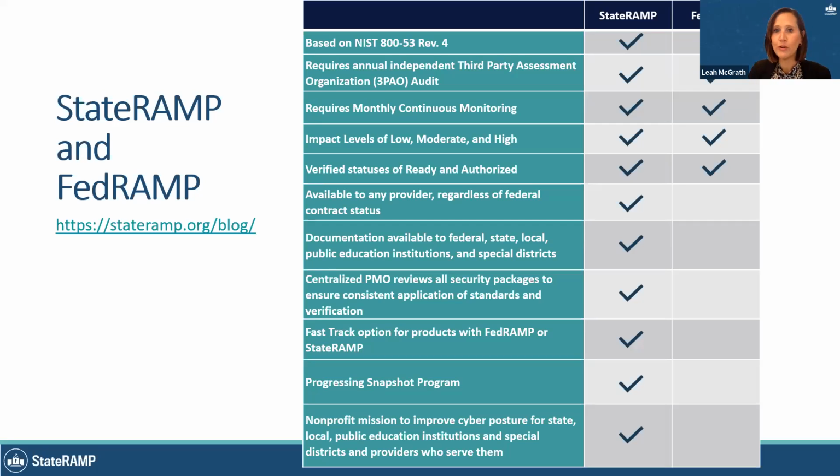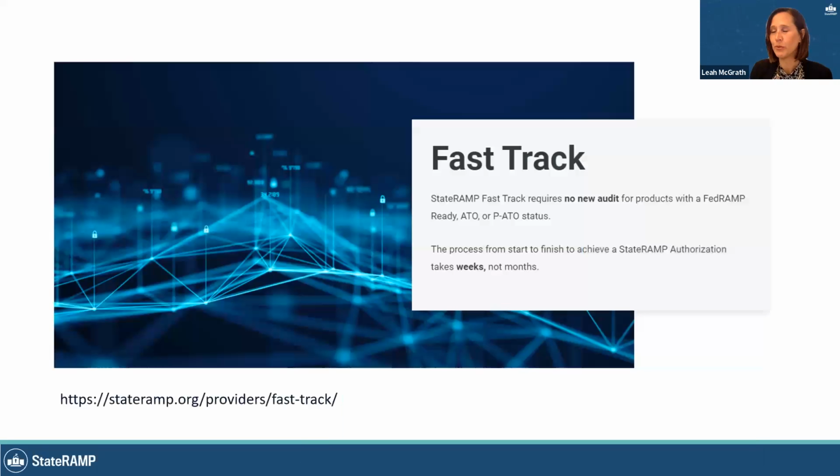So one of the questions we received was around the FastTrack program. And so Noah, I'll ask you to describe the FastTrack program. And while you're doing that, if you could answer this question: to use the FastTrack, is the CSP required to have a Joint Authorizing Board, JAB authorization, or is an agency authorization acceptable?